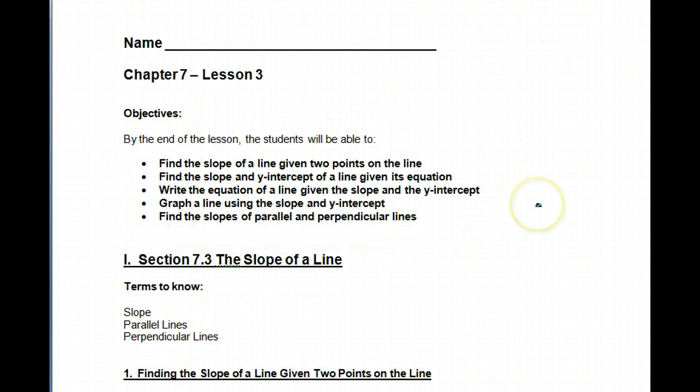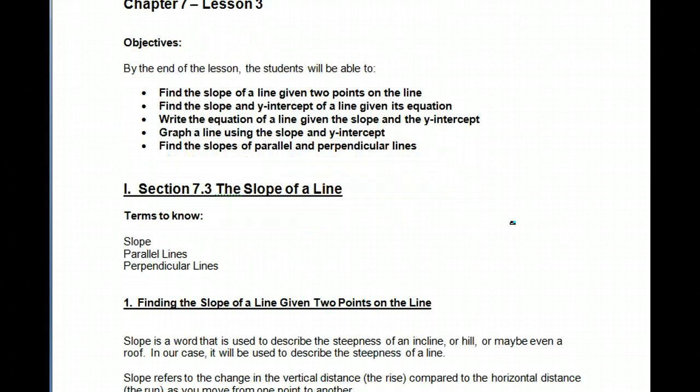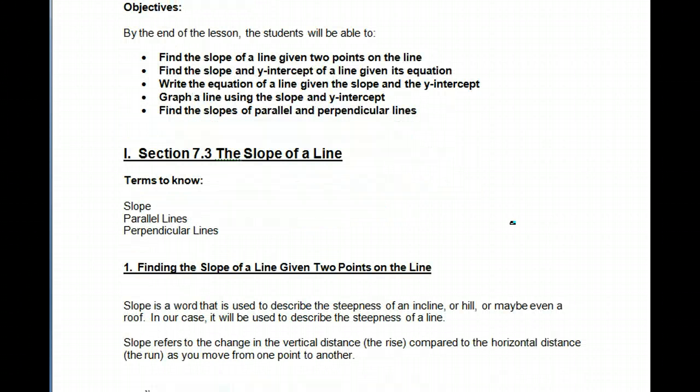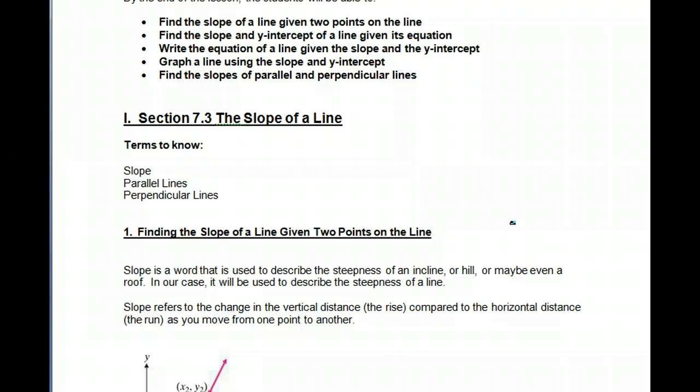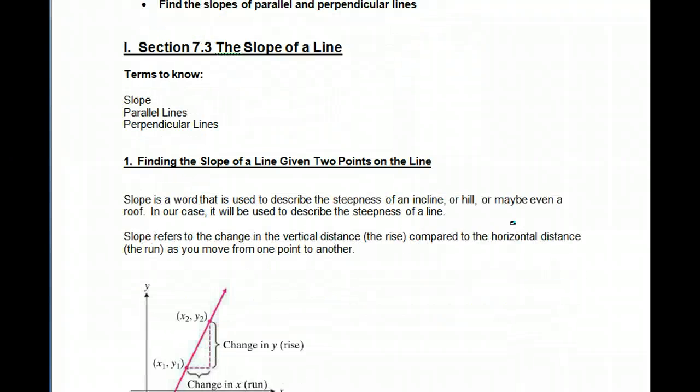In this lesson, we are going to focus on finding the slope of a line given 2 points that lie on the line, finding the slope and y-intercept of a line given its equation, writing the equation of a line given the slope and the y-intercept, graphing a line using the slope and the y-intercept, and lastly, finding the slopes of parallel and perpendicular lines. You do need to know the 3 main vocabulary words for this lesson: slope, parallel lines, and perpendicular lines.